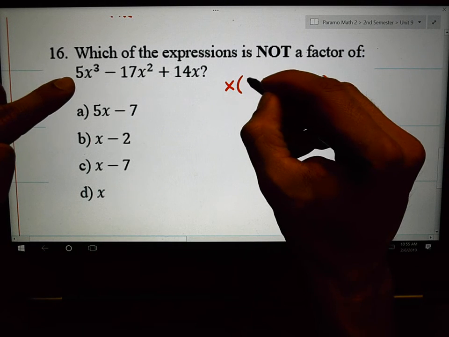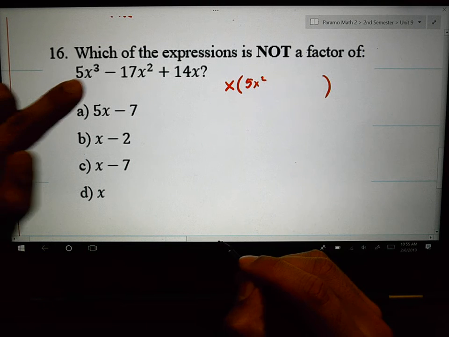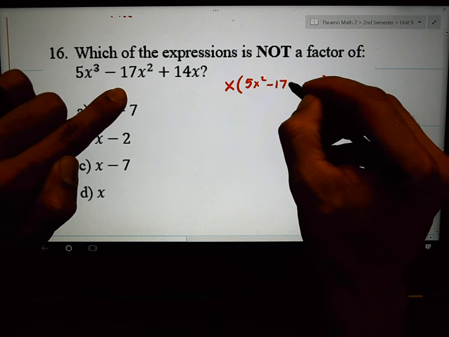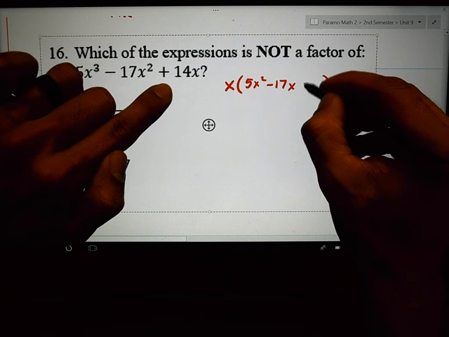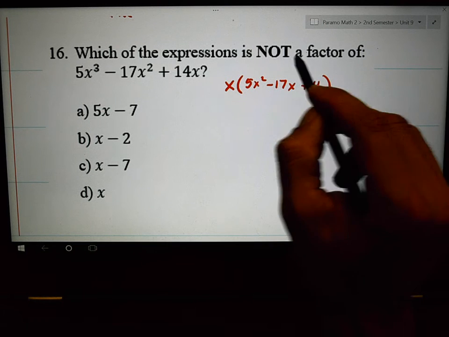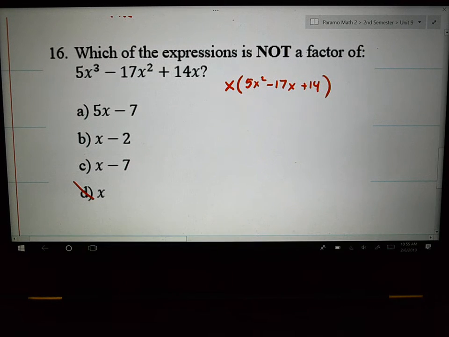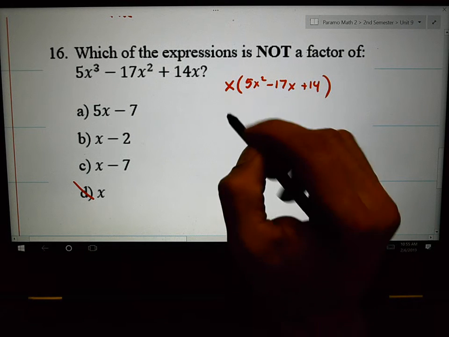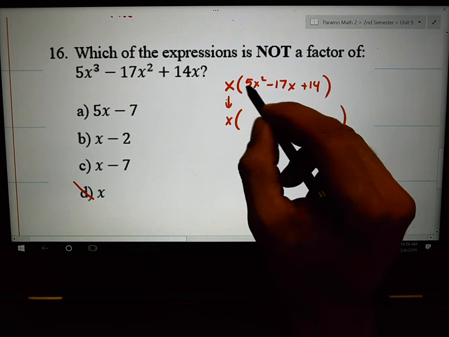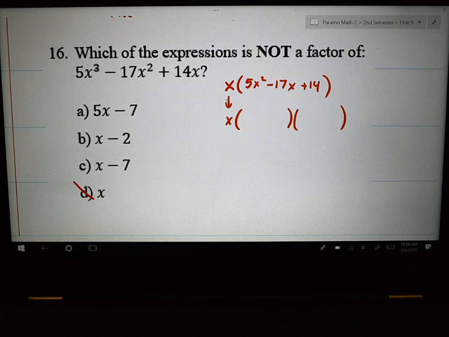5x squared minus 17x plus 14. X is a factor. Which of the following expressions is not a factor? Well, I know x is a factor. Leave the GCF right out in front. And then you have to look at, man, this can probably split apart.